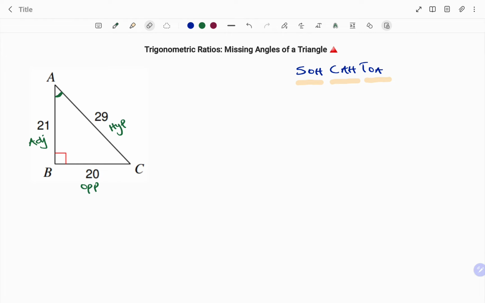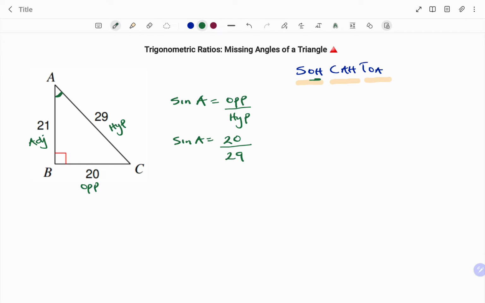So therefore, to determine the trig ratio to use, I'm using A as the reference angle. I can see that I have adjacent, opposite, and hypotenuse. All the values are given, so I can use any of the trig ratios. For this example, I'm going to use sine, such that sine A is equal to, from the acronym, SO, which means opposite over hypotenuse. If I go back to the diagram, I have sine A equals opposite, that's 20, as tagged, and the hypotenuse is 29.